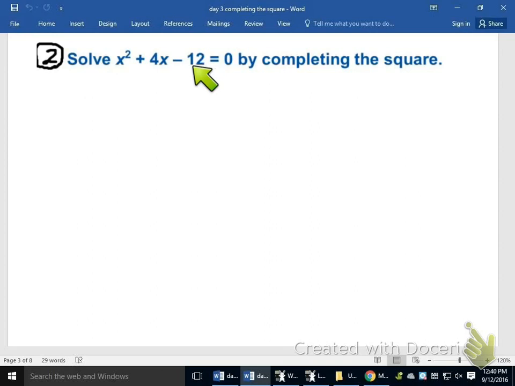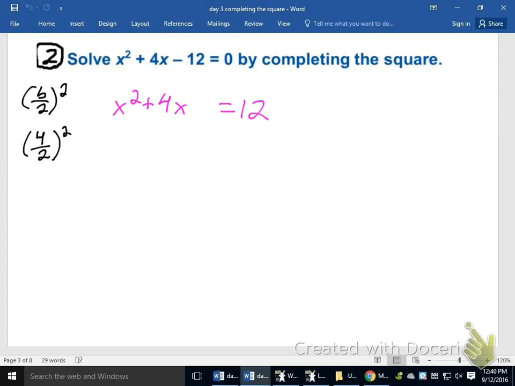Alright, so here's your process. Take the constant, get it to the other side. So that's going to look like x squared plus 4x, add the 12 over, equals 12. Now we're going to actually complete the square right here. This is going to be coming from b over 2 squared. So the value of b is 4, and I'll put that in. 4 divided by 2 is 2. 2 squared is 2, or excuse me, 4. So now that's what I'm going to use right here to complete my square.